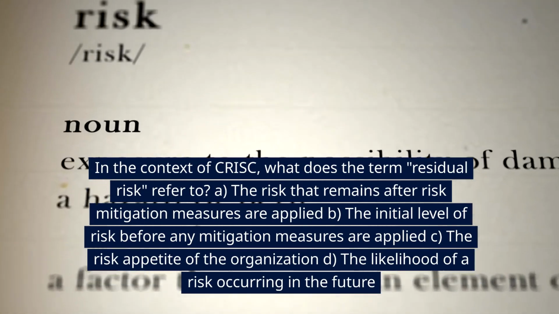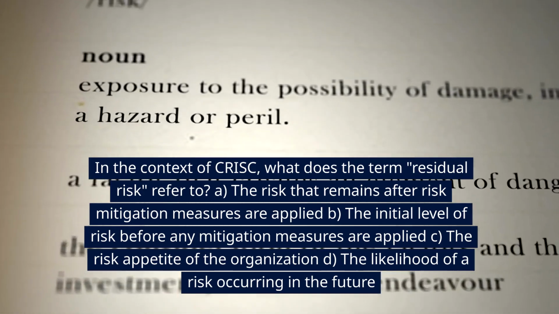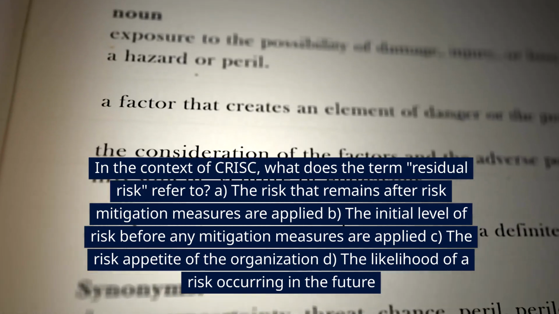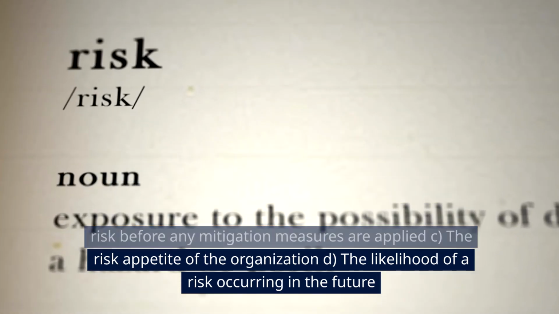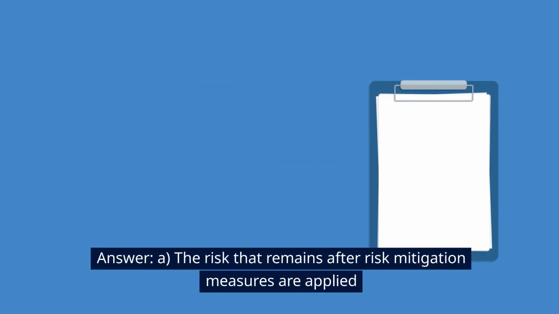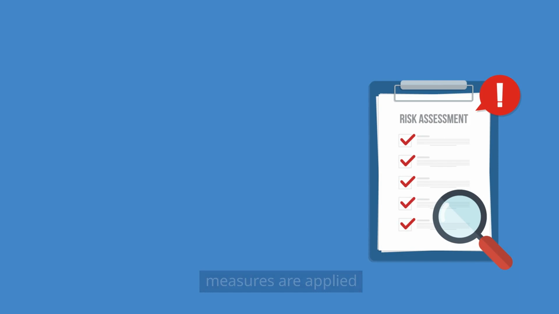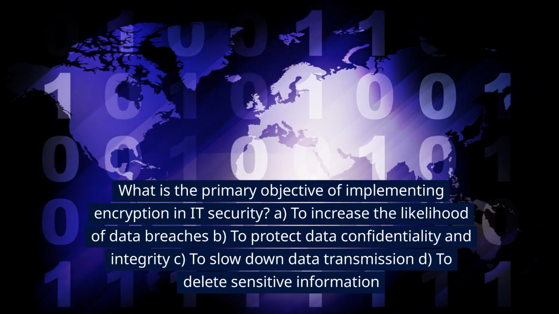A. The risk that remains after risk mitigation measures are applied. B. The initial level of risk before any mitigation measures are applied. C. The risk appetite of the organization. D. The likelihood of a risk occurring in the future. Answer: A. The risk that remains after risk mitigation measures are applied. What is the primary objective of implementing encryption in IT security?